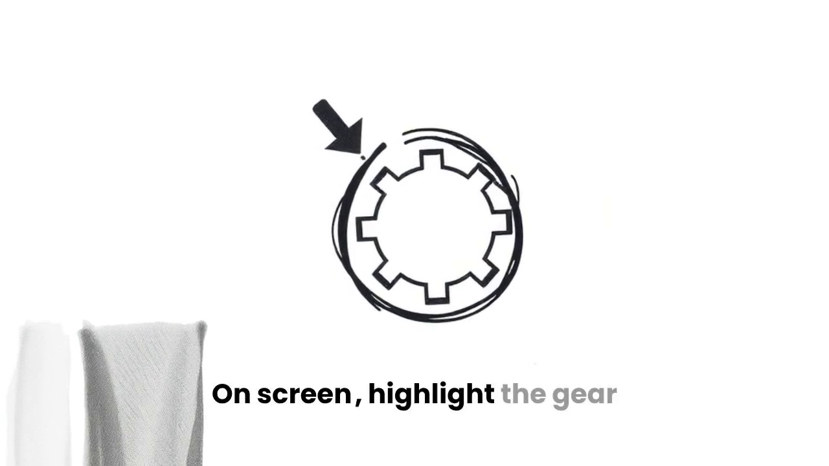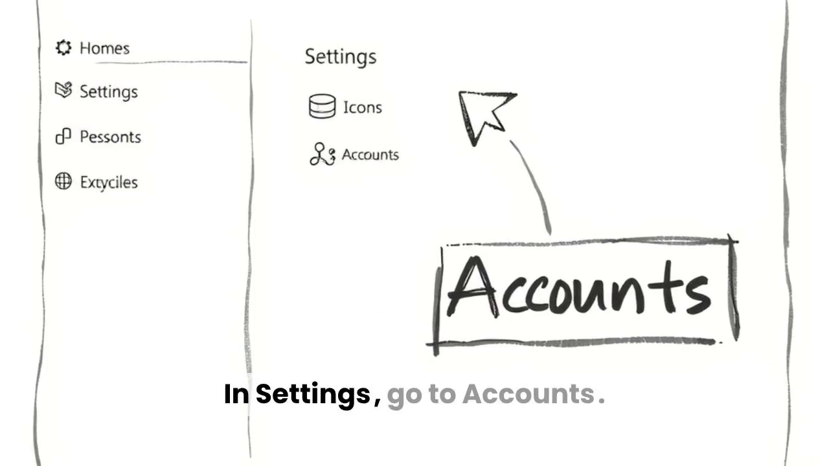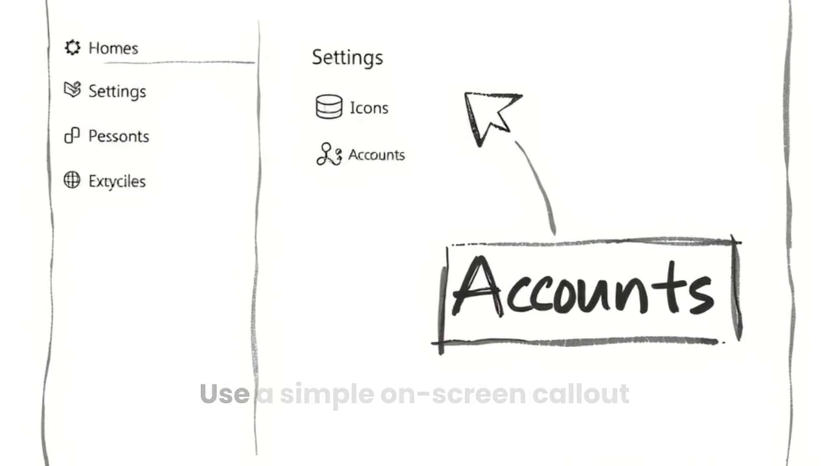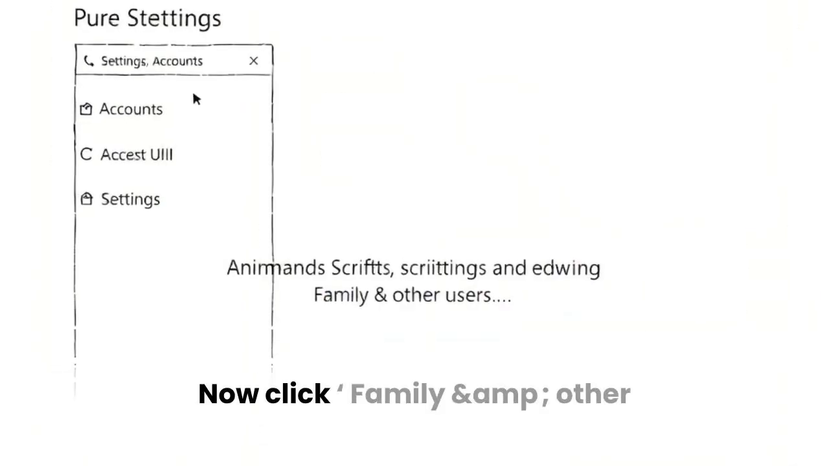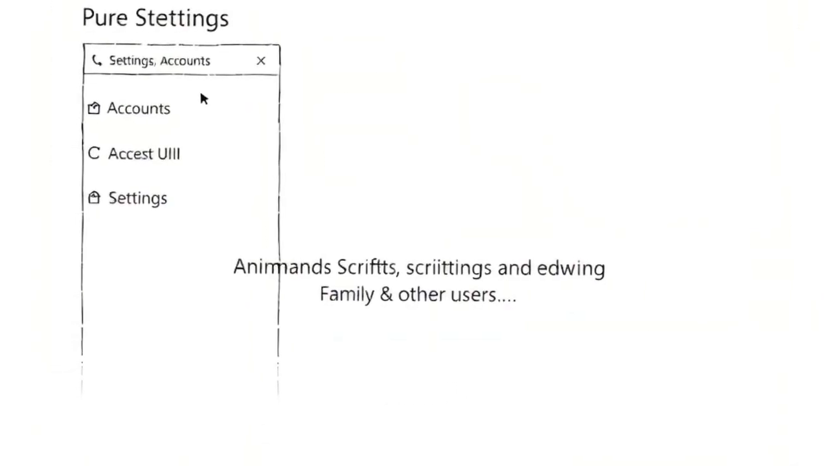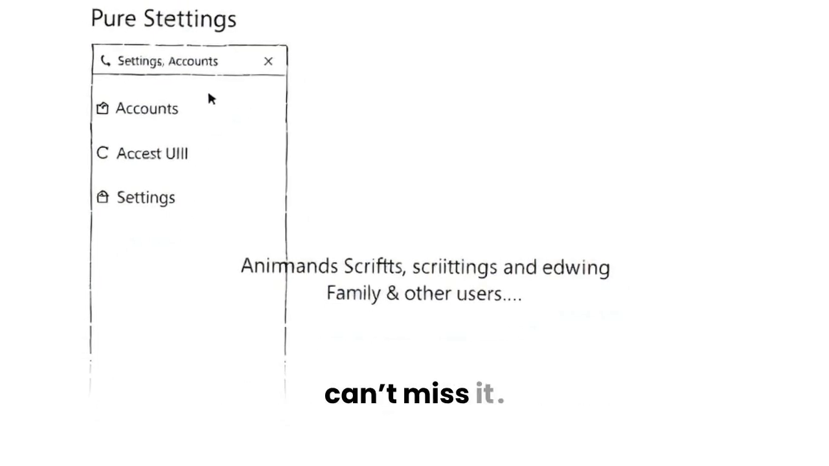On screen, highlight the gear icon with a subtle scribble circle. In Settings, go to Accounts. Use a simple on-screen callout that says Accounts. Now click Family and Other Users. Add a quick scribble underline under this option so viewers can't miss it.